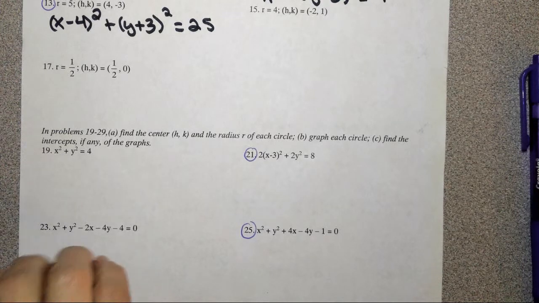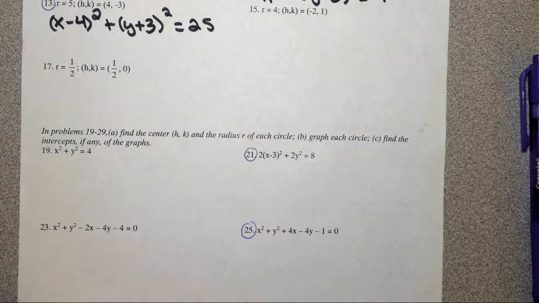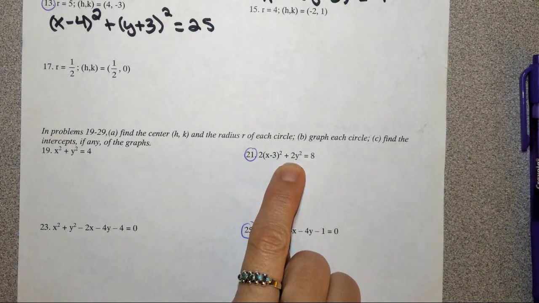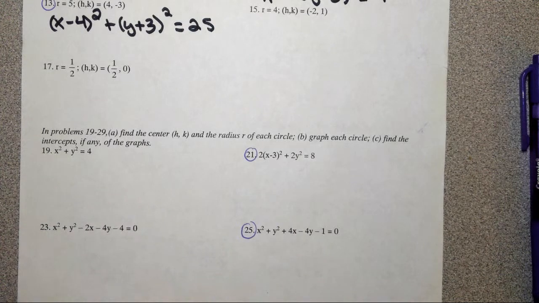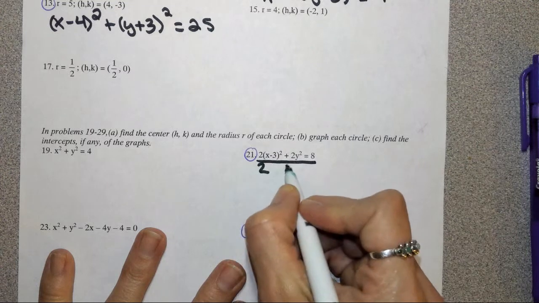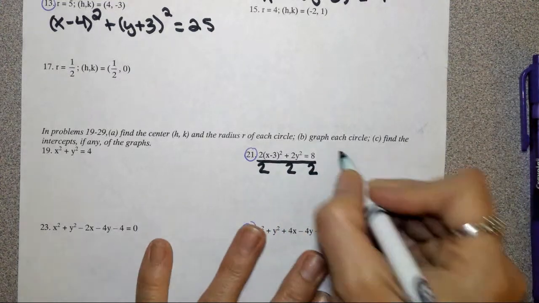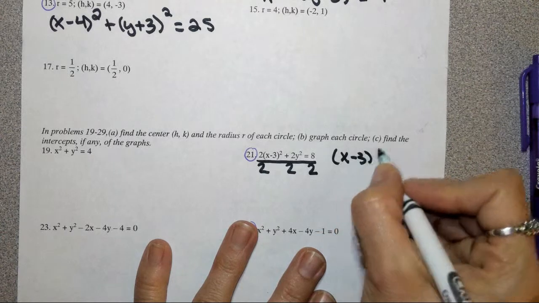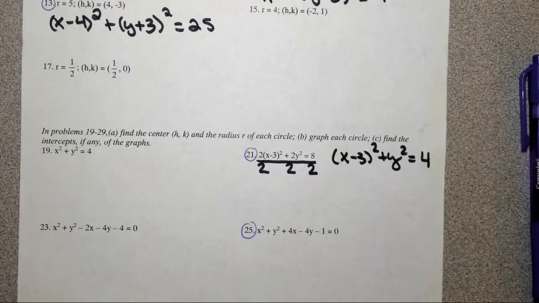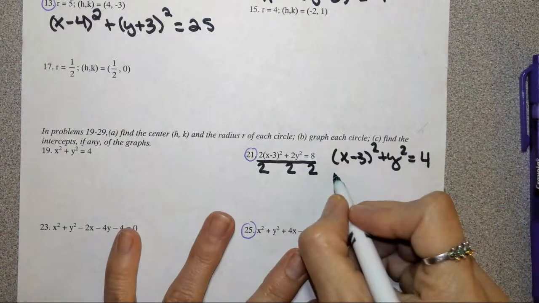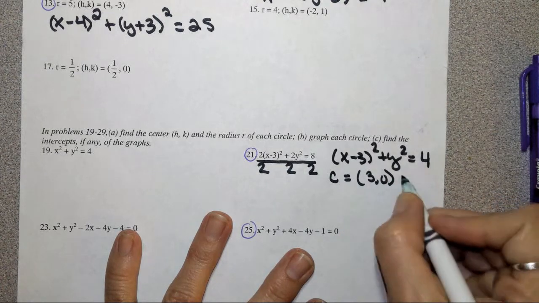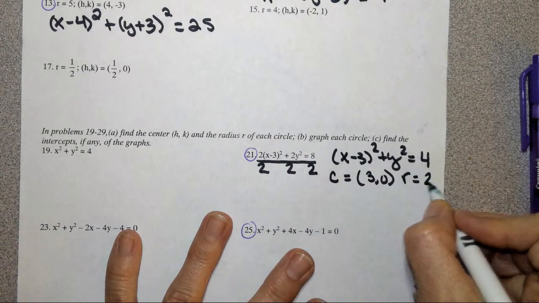What do you think I'm going to tell you have to do on 21 before you can do anything else? Simplify. Got to simplify it. What do you notice it has right here and right here? So what do you think I need to do to everything? That's right, we're going to divide everything by 2. When I do that, we get x minus 3 squared plus y squared equals 4. Now it's not a big deal. So what's my center? 3, 0, very nice. And what's my r? 2.